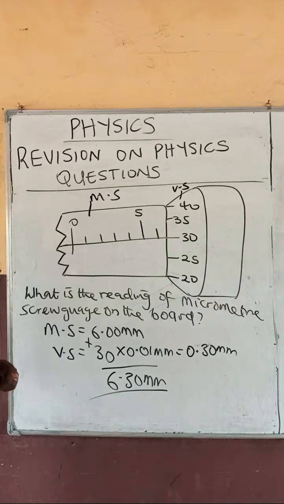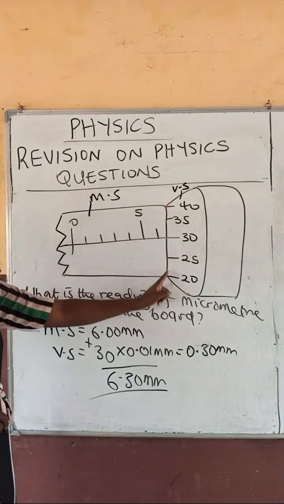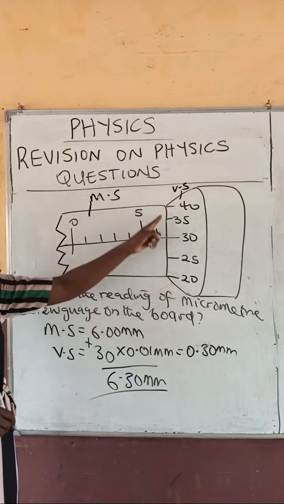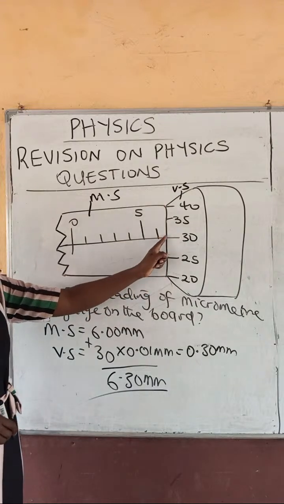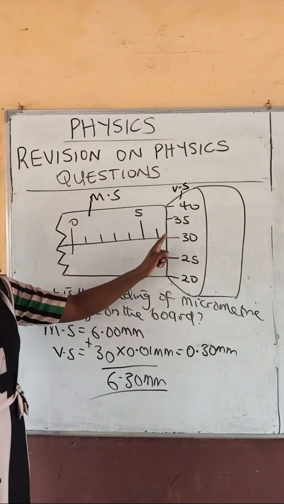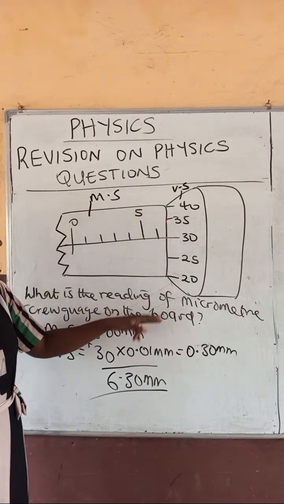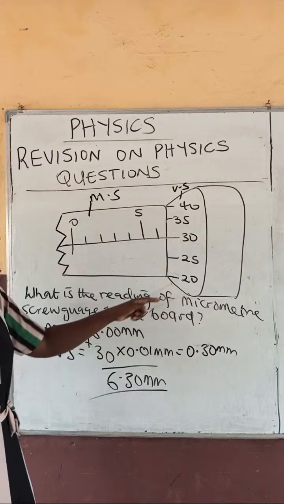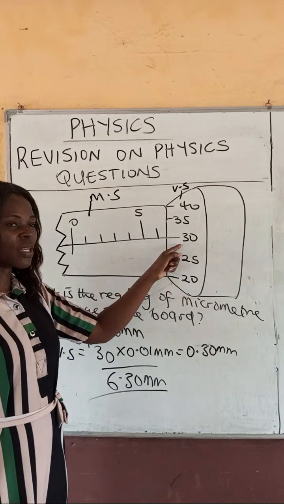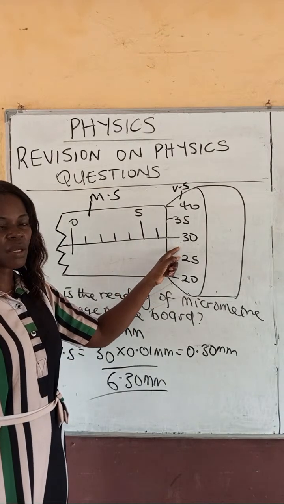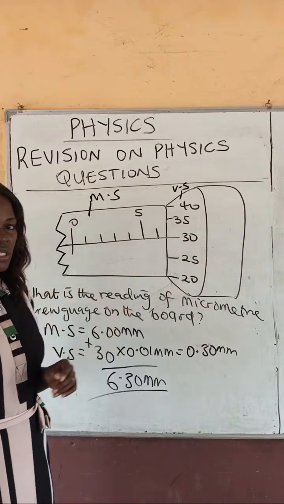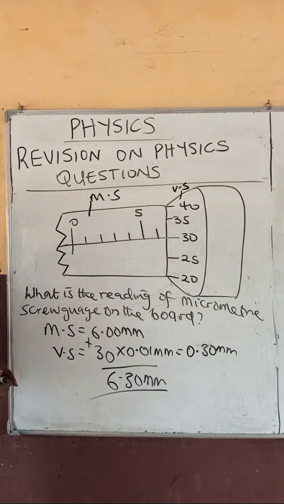Is that okay? That's the reading of the micrometer screw gauge. So once you get this demarcation, this is the line that connects the main scale and Vernier scale. Everything you have becomes the reading. Then you end the main scale there. Then for the Vernier scale, you read until you get to this line that connects the main scale and Vernier scale. Whatever you have becomes the reading. Is that okay? All right.